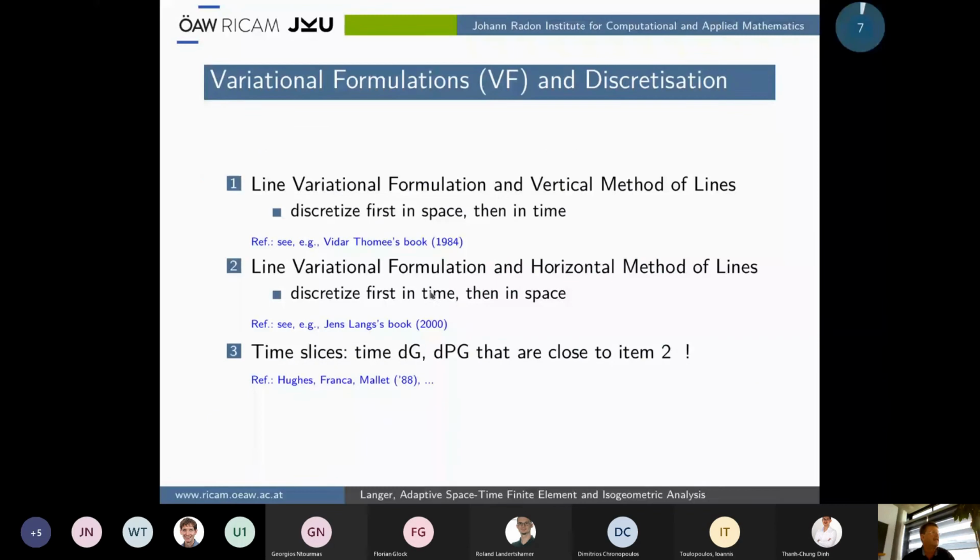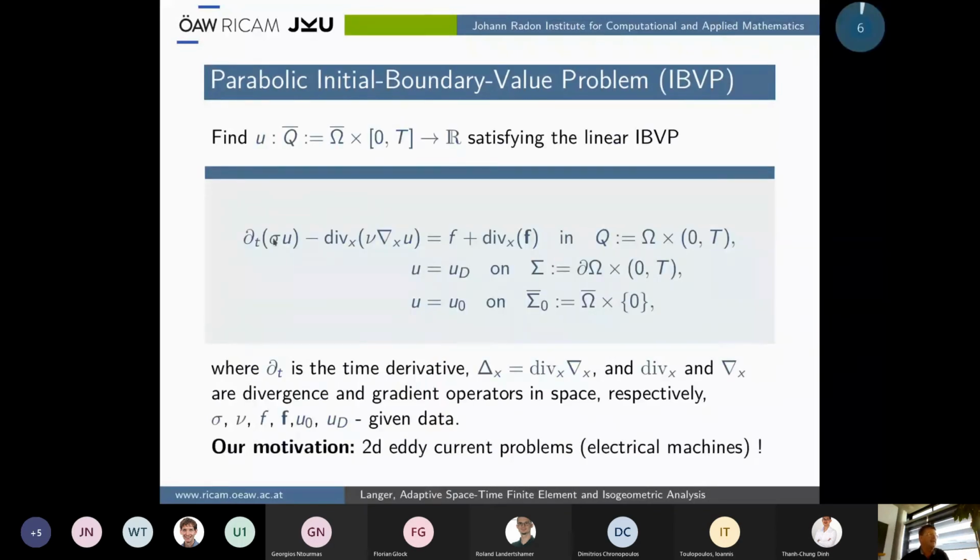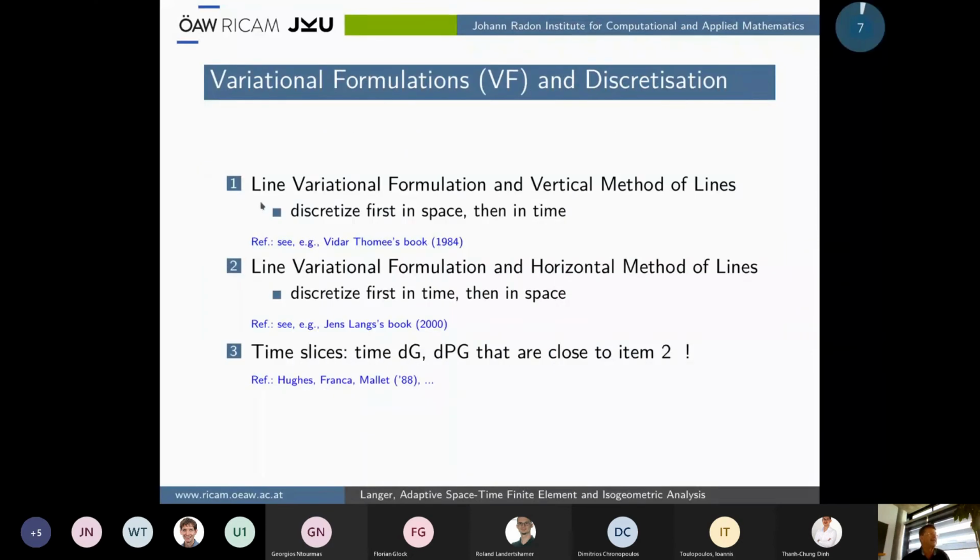That is typical. So the usual approach for a time-dependent problem, for dynamic problems with two time derivatives, is a time-stepping method. So you use a variational formulation, and then the vertical method of lines, where you discretize first in space.